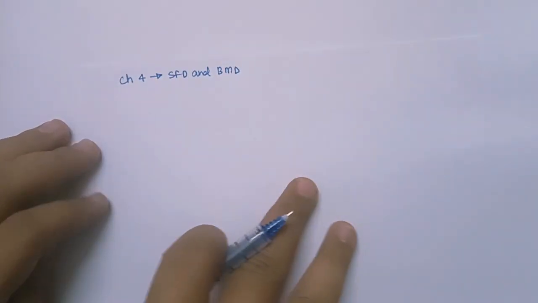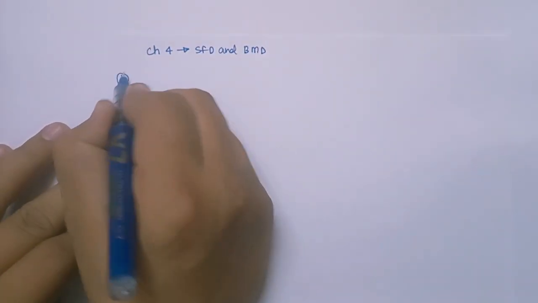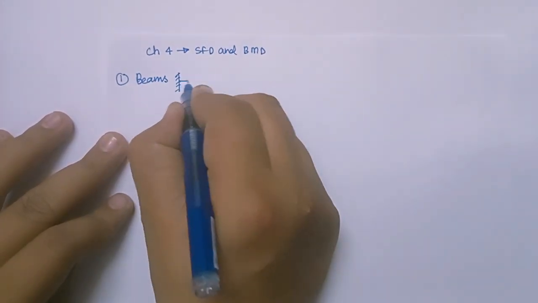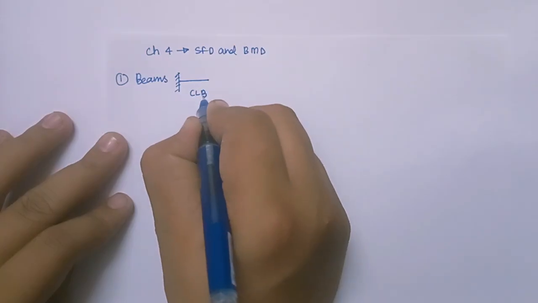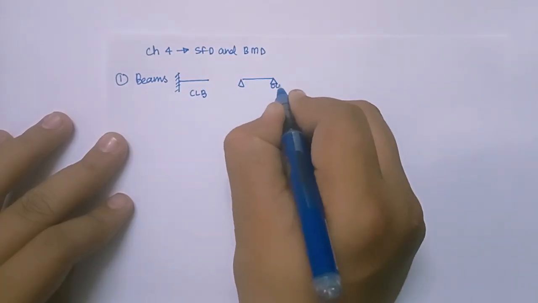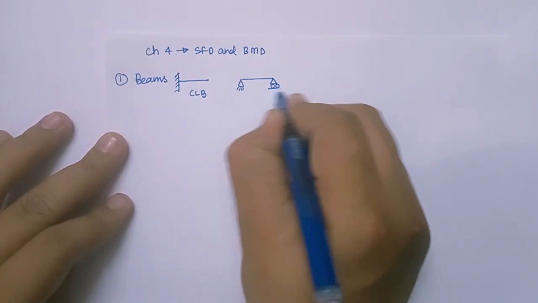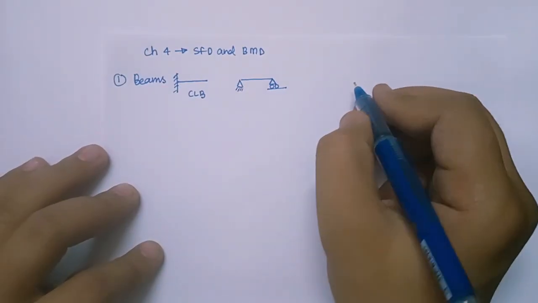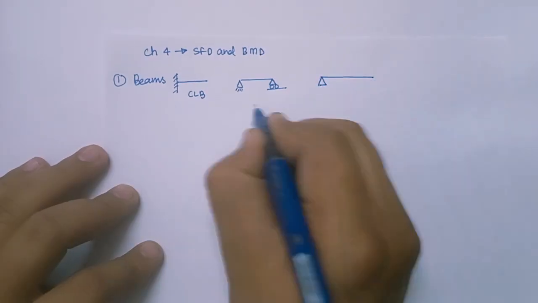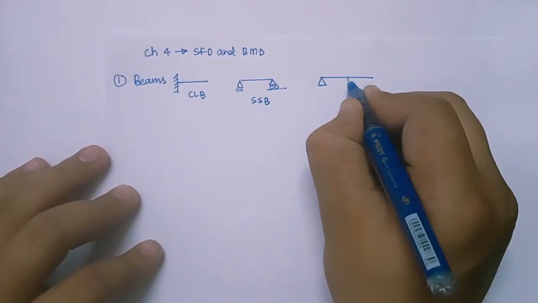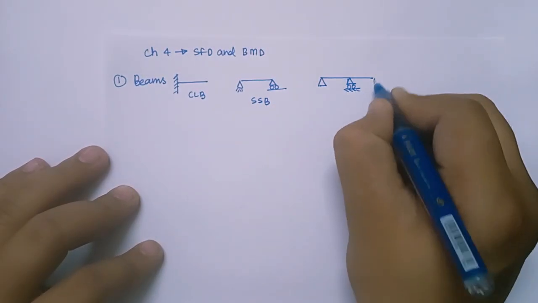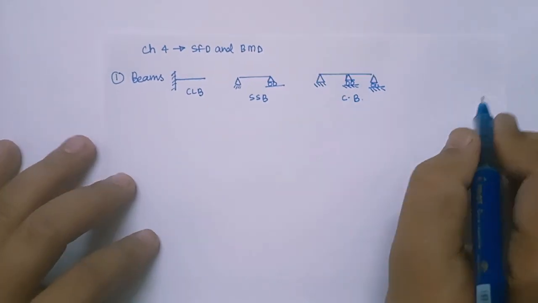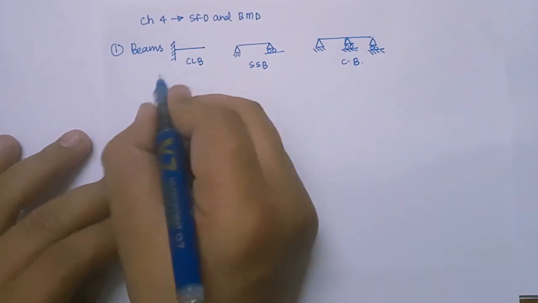Okay, so in this we should first know the beams. See, it is very simple. If I talk about beams, we have this, it is called a cantilever beam. Then we have a simply supported beam. This is simply supported. And then we have a continuous beam. This is a simply supported beam, and this is a continuous beam. Clear?